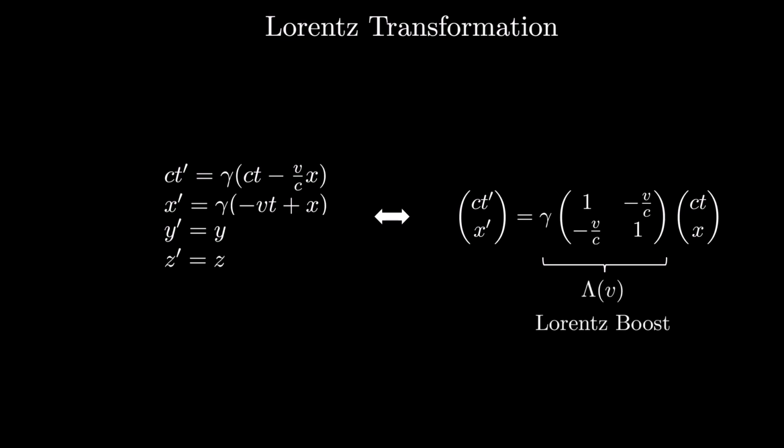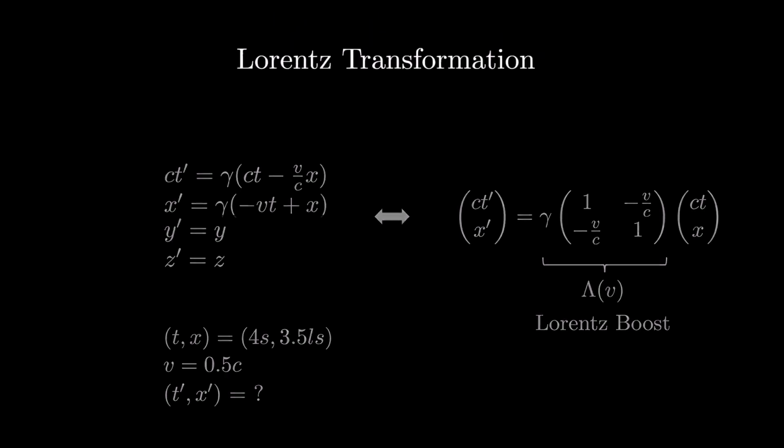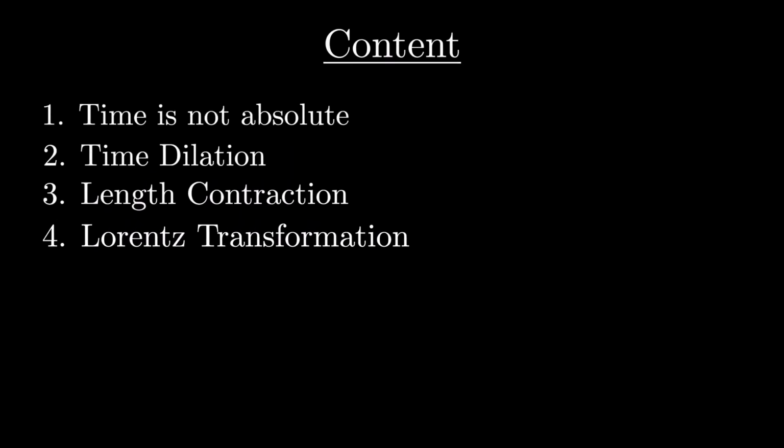As we keep boosting along the x-axis, we can and will omit the coordinates y and z from now on. To give you another little exercise, the values that I use for the event in the animation are x equals 3.5 light seconds and t equals 4 seconds. The speed of B with respect to A is 50% the speed of light. Using our lovely Lorentz transformation, you can try and calculate the coordinates of that event in system B. I put the solution in the description. In the next video, we will see how the Lorentz transformation can also be interpreted as a rotation in spacetime that rotates from time into space or vice versa.